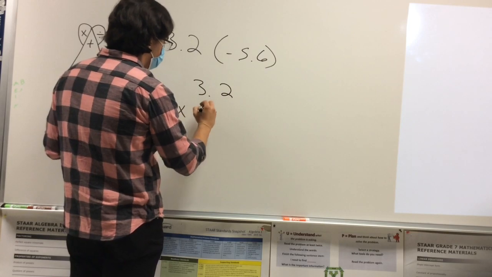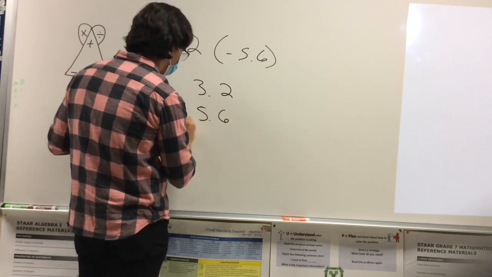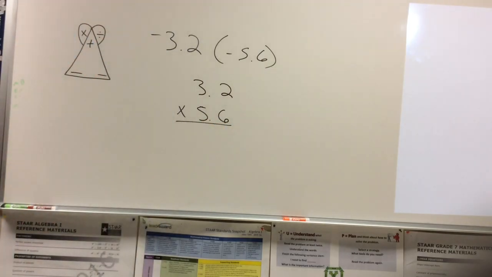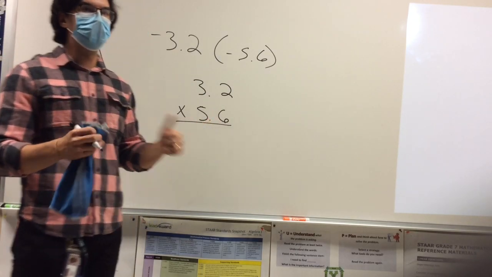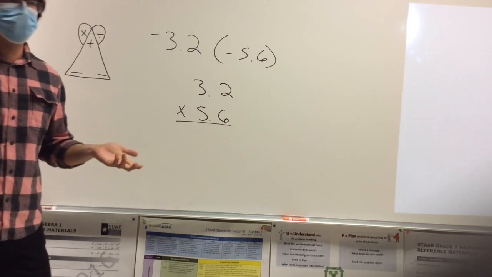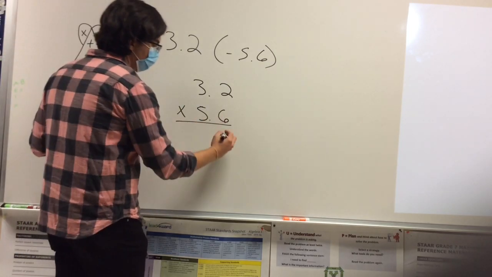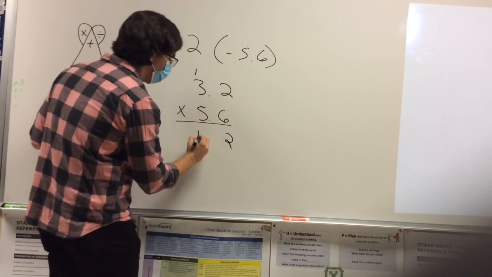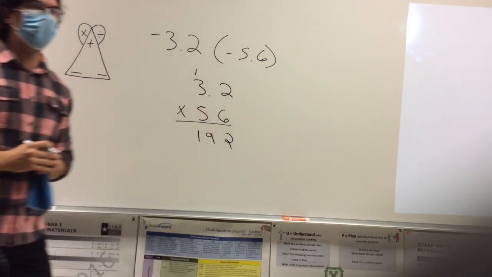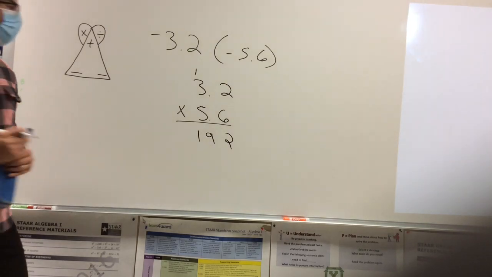So we're going to have 3.2 times 5.6. When we're multiplying and dividing, do we have to line up our decimals? No. Is it okay if they line up? It's okay, but we don't have to do it. So if they just line up by happenstance, cool beans. If they don't line up, cool beans. It doesn't matter. 6 times 2 is 12. Carry my 1. 6 times 3 is 18 plus 1 is 19. We're all okay with how I got 192 so far.